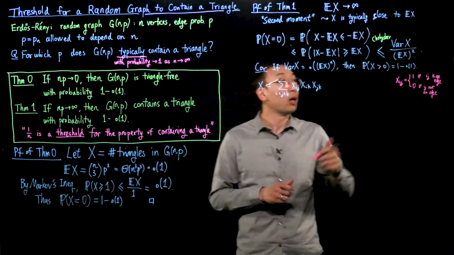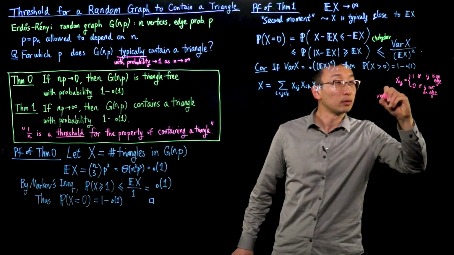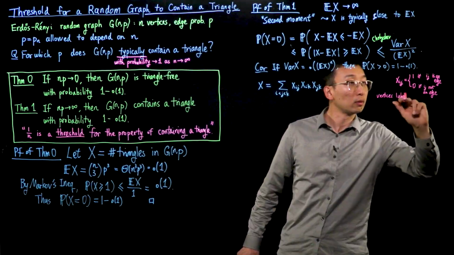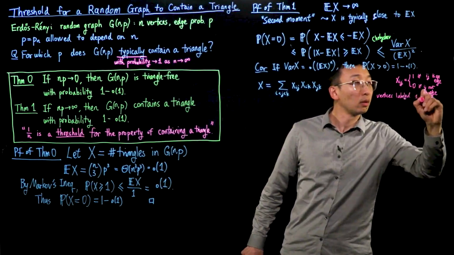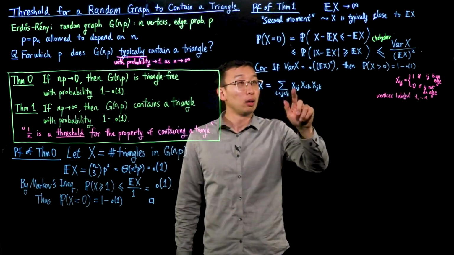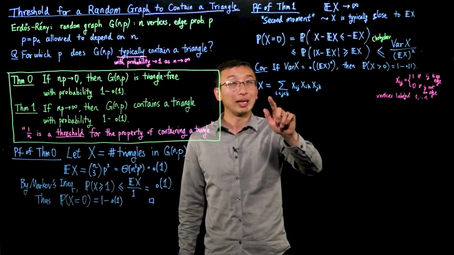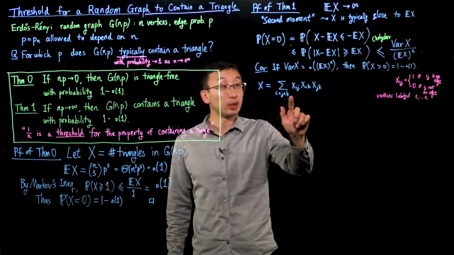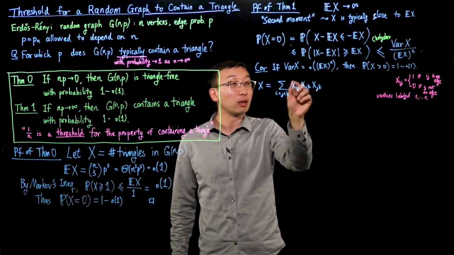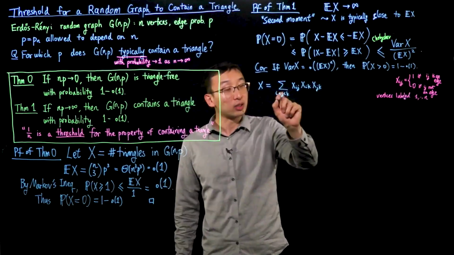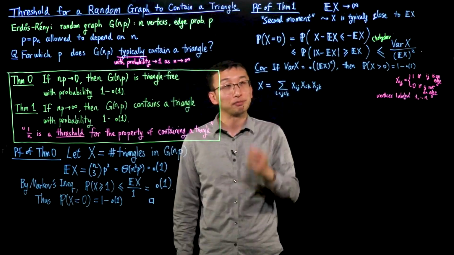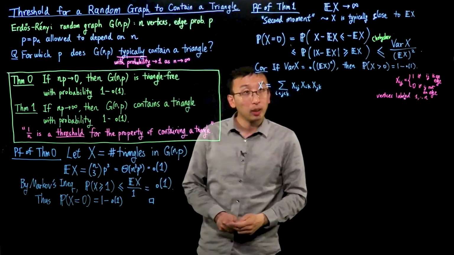The vertices are labeled by numbers 1 through n. So you see this sum, which is indexed over triples of vertices, each term is 1 if these vertices i, j, and k form a triangle, and is 0 otherwise. So this is the number of triangles in the graph.